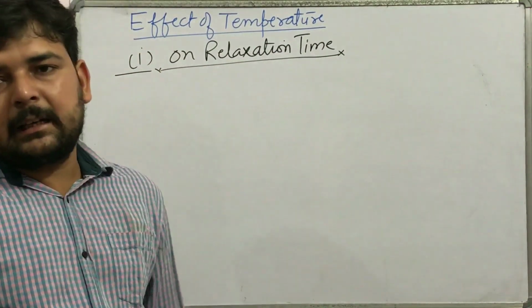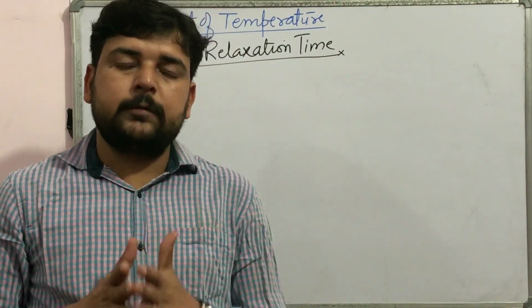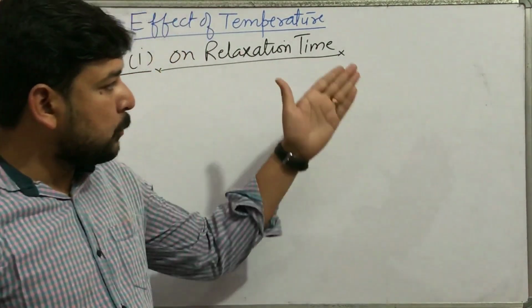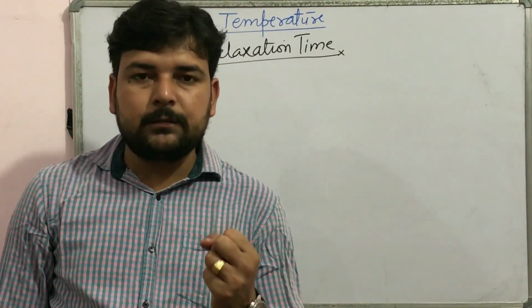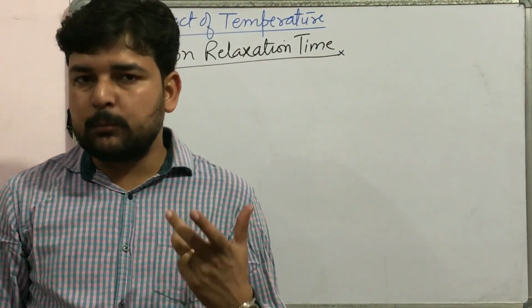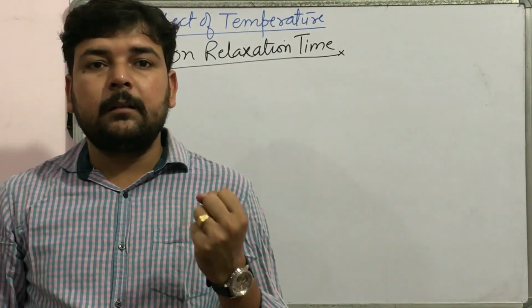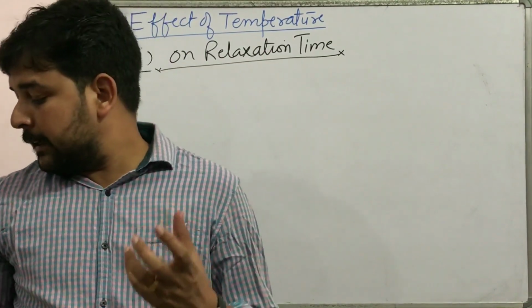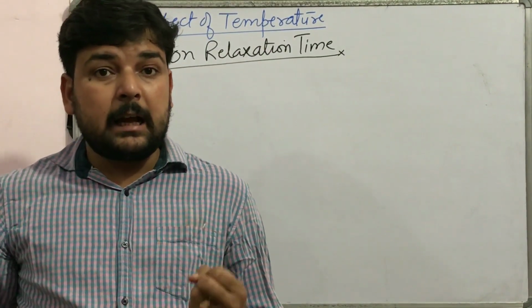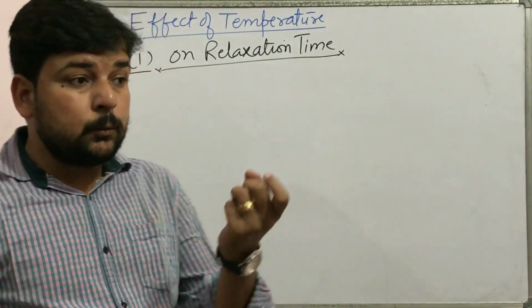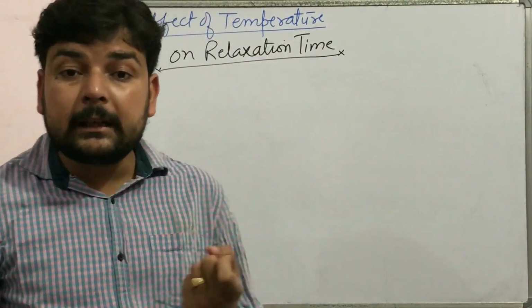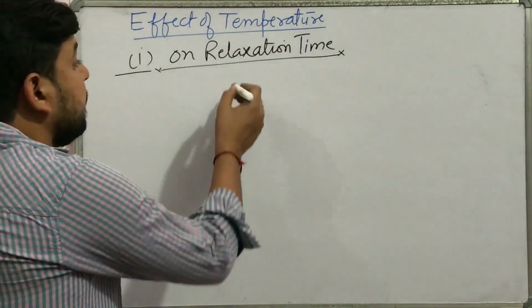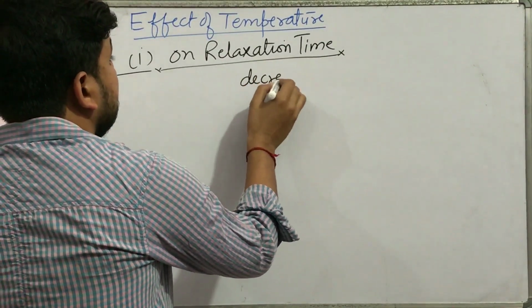When the temperature of that conductor is increased, then what will happen? Electrons move more randomly. That is, the random motion of electrons will increase, and due to their random motion they collide very fast. That is, their rate of collision will increase, due to which the time between the collisions will decrease, and when that time decreases, the relaxation time will decrease.